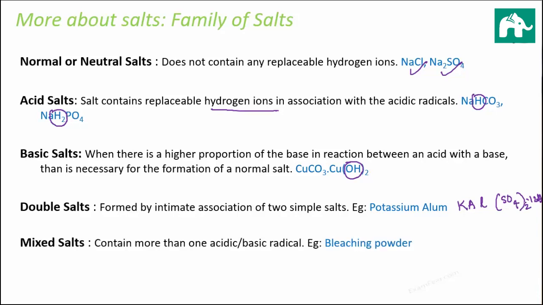We also have something called mixed salt. They contain more than one acidic or basic radical. For example, bleaching powder. Bleaching powder is CaOCl2, so that is a mixed salt. We are not getting into too much detail on each of these salts, but these are just to tell you that even in salts, we have so many different categories.